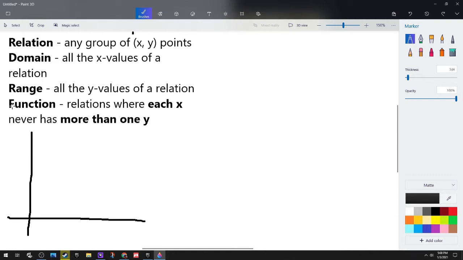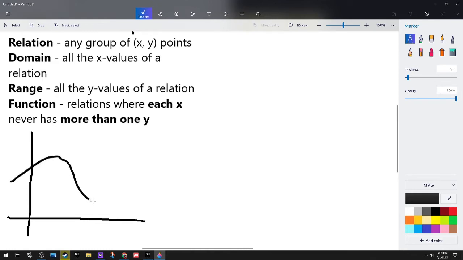Okay. I think a good question that some of you might have is, is there anything that ever isn't a relation? And with what we deal with, no, that's never going to be the case. So don't worry about that. Everything's a relation ever in this class. Okay, function. Relations where each x never has more than one y.